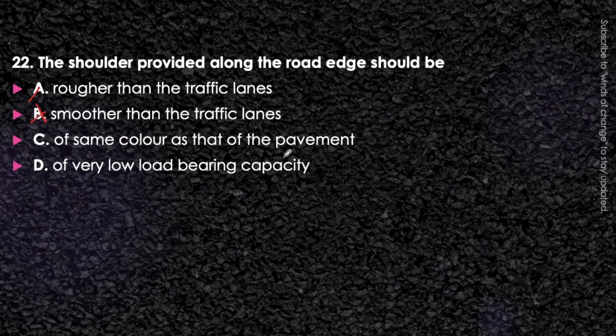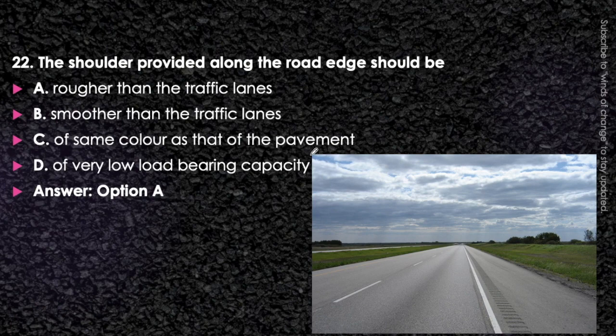Now of same color as that of the pavement, obviously we will not provide the same color, so that there can be a distinguishment between these two. And of very low load bearing capacity, which is also not correct. The load bearing capacity should be same as that of the pavement, because the traffic is same for both the main pavement as well as the shoulder. So the shoulder portion has to be rougher than the normal surface of the pavement.